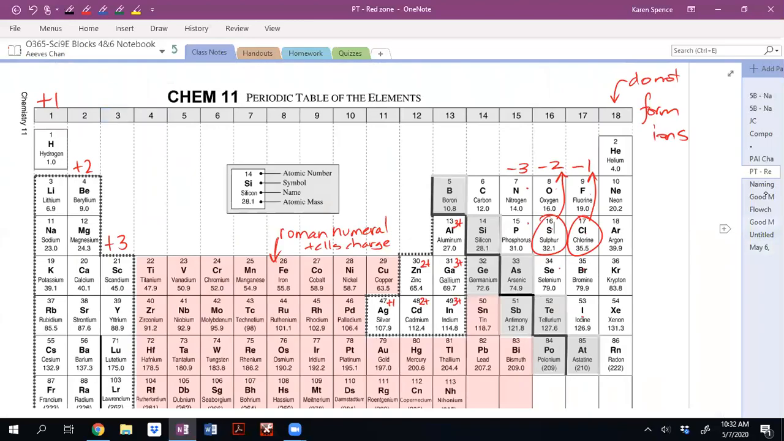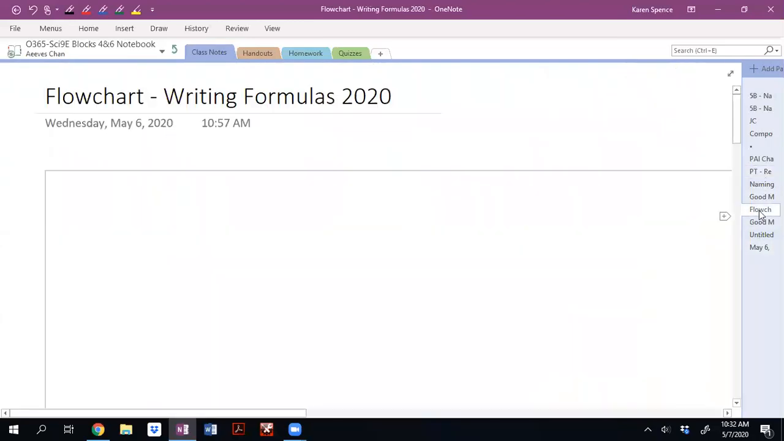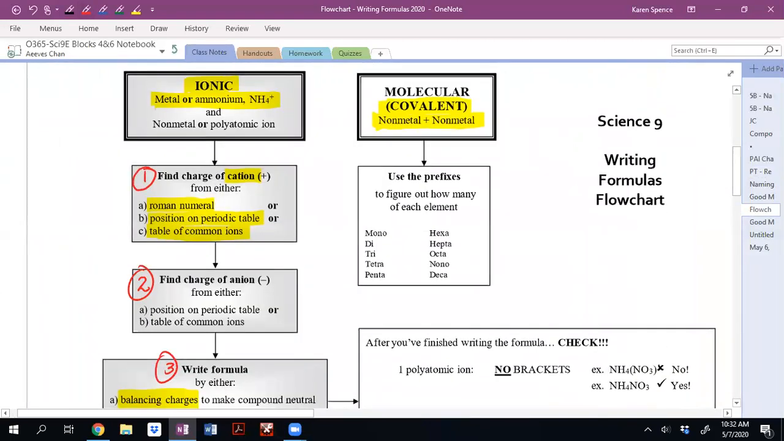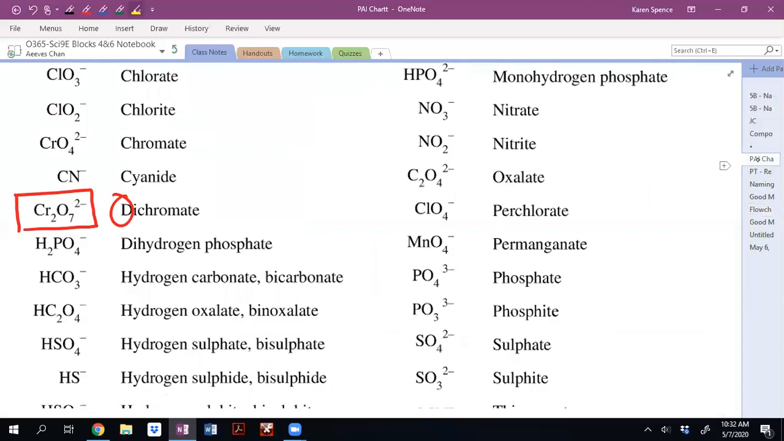Okay, back to our flowchart. Okay, so find the charge of the cation, find the charge of the anion. Again, either it's going to be on the periodic table or it's going to be on your table of common ions. So for these ones, super easy. It's all just listed for you. If you have nitrate, it's -1. Not much to do there. Just look it up.